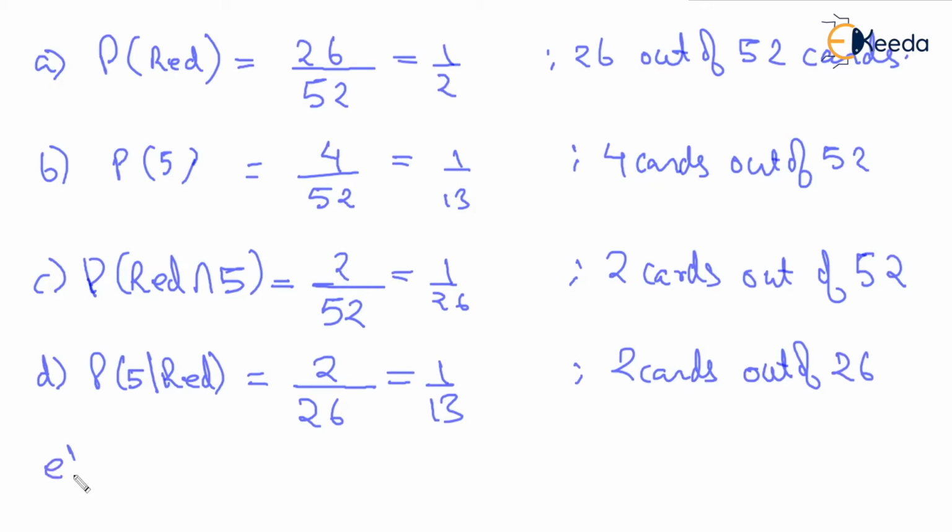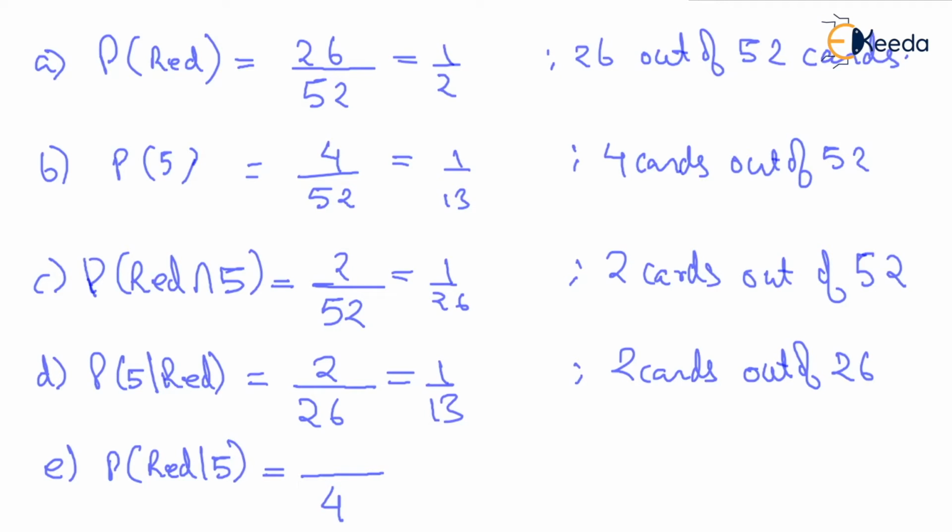And the last is probability of red given 5. So given 5, again this is a conditional probability. So the sample space changes. We don't have 52 cards now. The cards are 5. So there are only 4 such cards which are 5. So the sample space reduces to 4, and out of these 4 we'll have 2 black cards and 2 red cards.